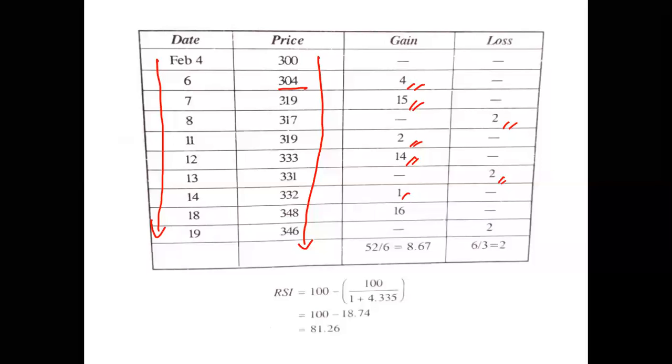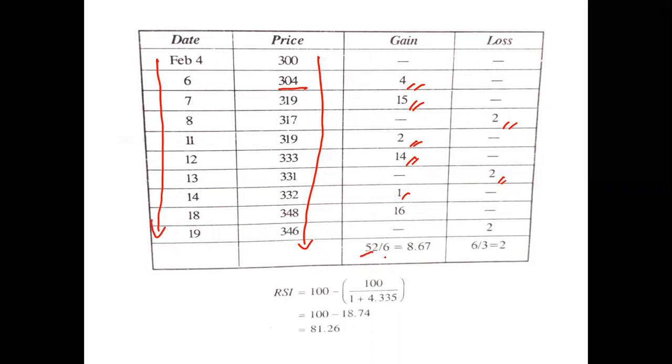If you take the average gain, the total gain is 52 and the days are 6: 1, 2, 3, 4, 5, 6. So we divide by 6 and we get 8.67. Now if you look at the average loss over the days, we have 3 losses. So the total is 6, divided by 3, and we get 2.